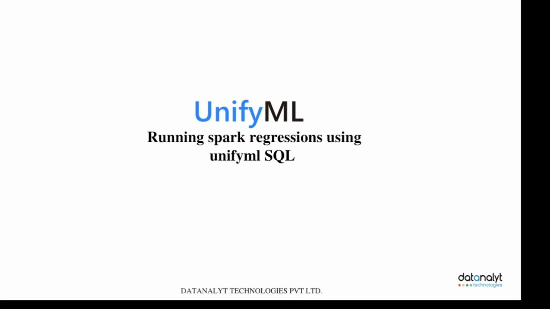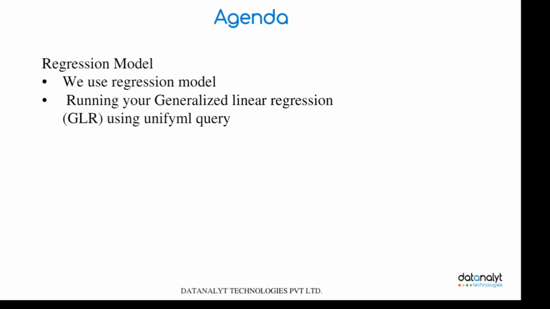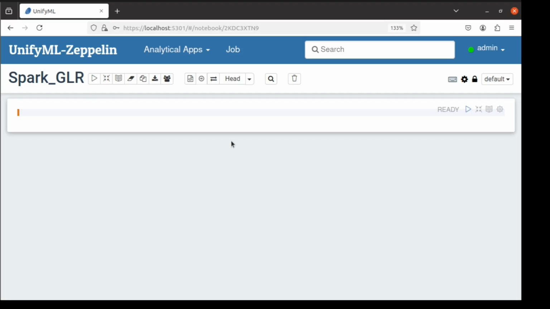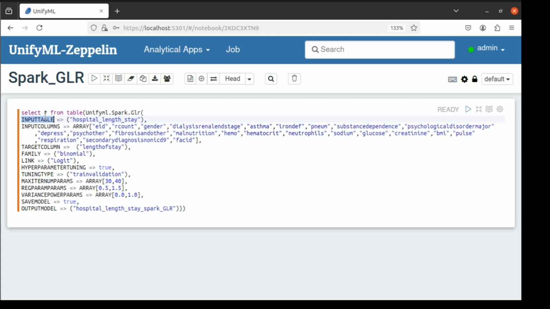In this video, we'll discuss Spark regressions using UnifyML SQL. Now, let's see a simple generalized linear regression, GLR, using a UnifyML query. Here, we execute our Spark GLR function using UnifyML SQL.